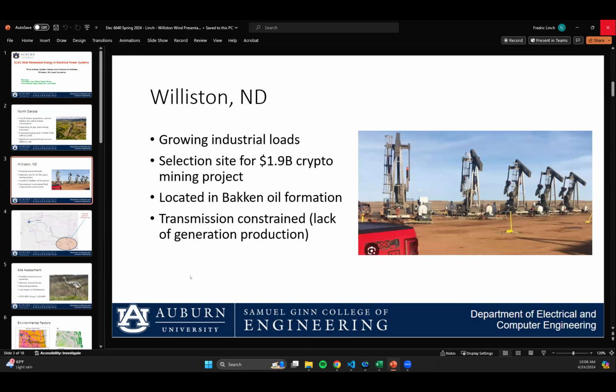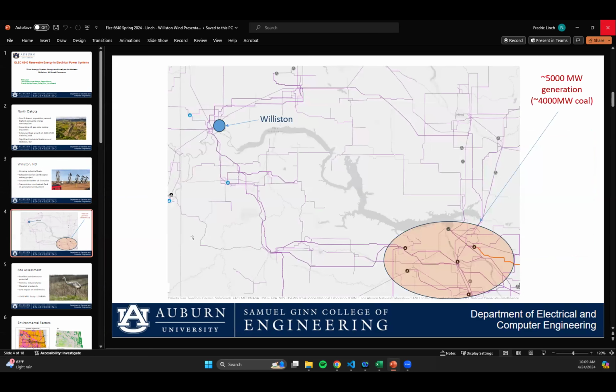So as we mentioned, there's growing industrial loads around that area, primarily related to the cryptocurrency mining and the data mining and the data centers, and then primarily the Bakken oil formation and all of the industrial loads related to that. And the primary issue with all this load growth is that it's transmission constrained. In that area, there's a lack of actual generation production to match with all of this load.